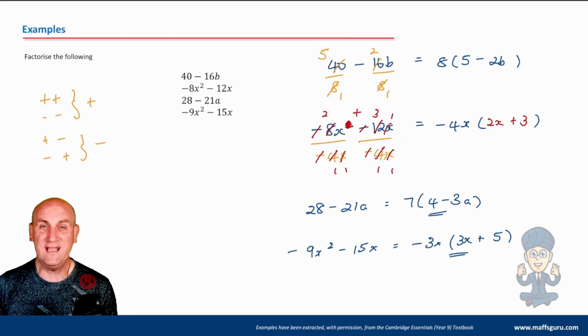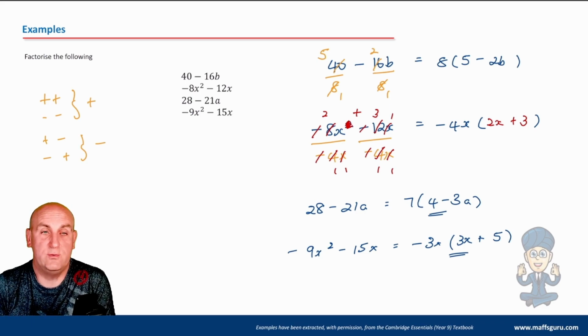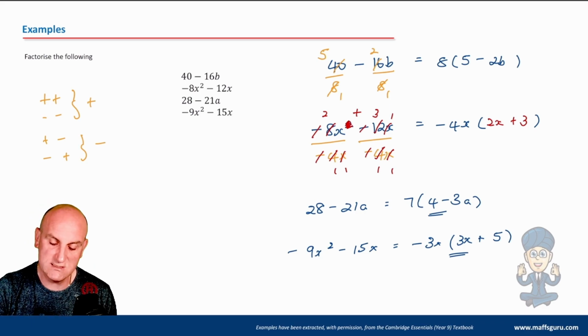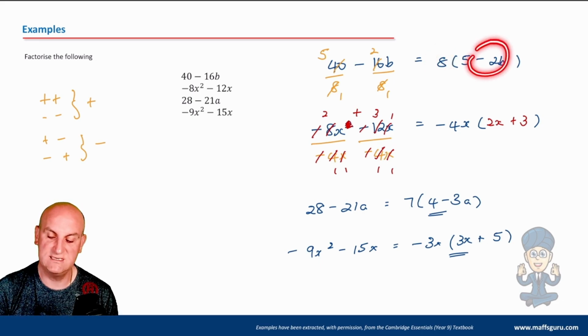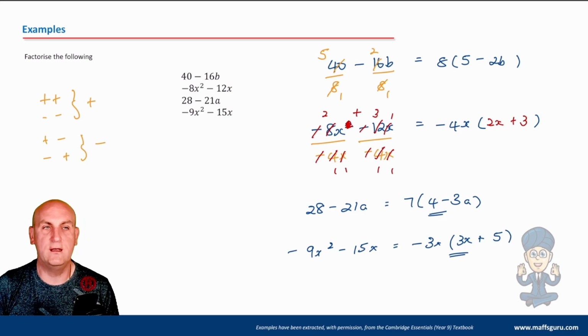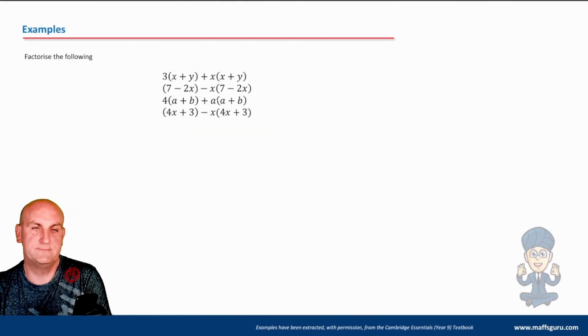Or backtrack it. If I'm really honest with you, when I do these questions, as soon as I know that 8 goes into those, I put the 8 outside and then I go 8 times what gives me 40. It's got to be 5. 8 times what gives me minus 16b. It's got to be minus 2b. And again, as I get older, this is better.